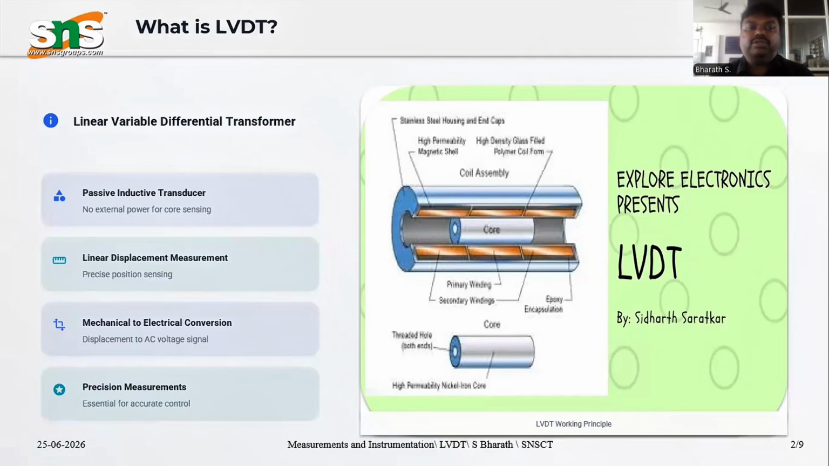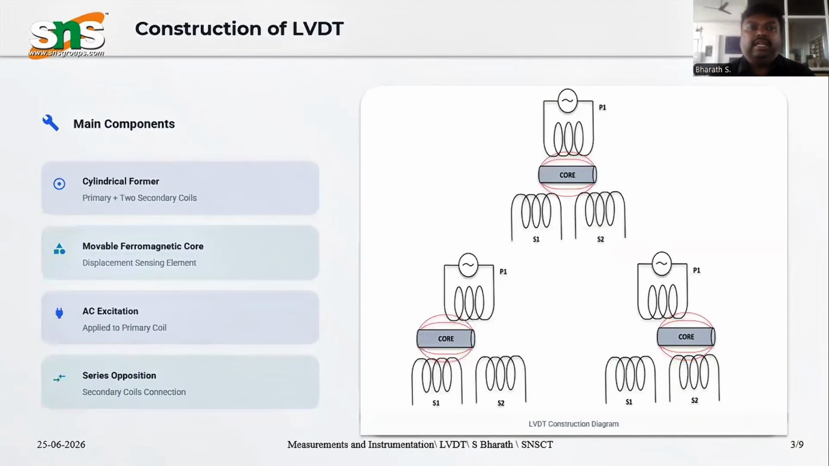It is a passive induced inductive transducer, with no external power for the core sensing. It is used for precision positioning, with mechanical to electrical conversion, displacement to AC voltage signal. That is the main advantage of LVDT. So it is a measuring device which can convert mechanical to electrical quantity or electrical to mechanical quantity. That is called a linear variable differential transformer.